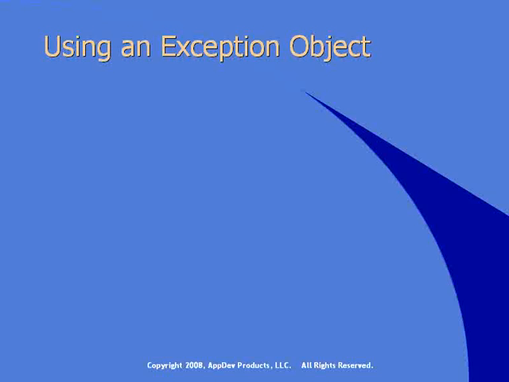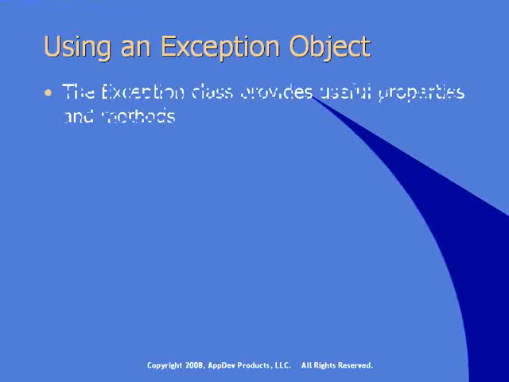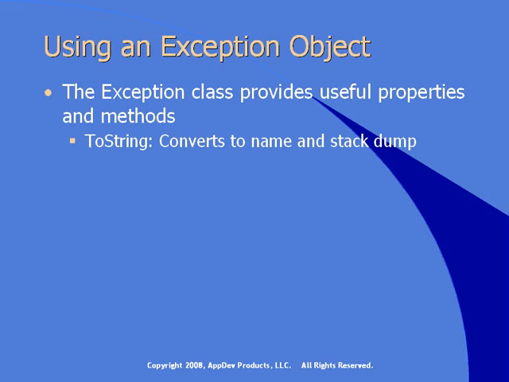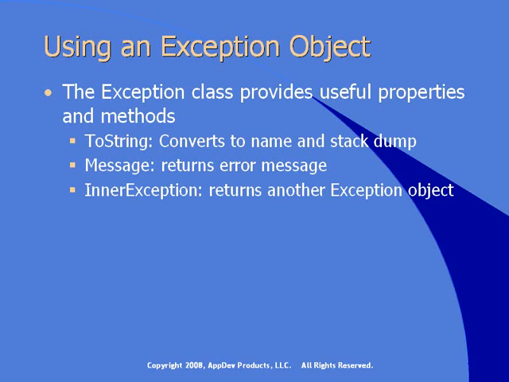It may not be enough for you just to know that an exception occurred. You may want to know which exception occurred. To do that, you'll need to catch an exception. The exception class provides some useful properties and methods. For example, there's a toString method, which converts the name and stack dump as a string. The message property returns the error message that just got generated because of the exception that occurred. And the inner exception property, which can return another exception object. This will only be set if you in your code specify the inner exception property or if some other code has set this.